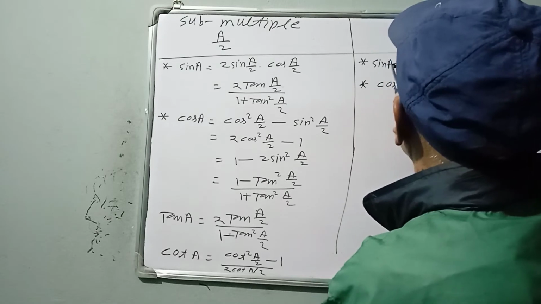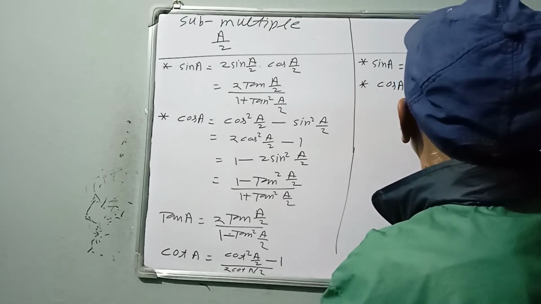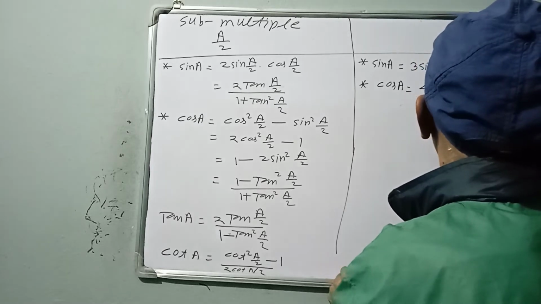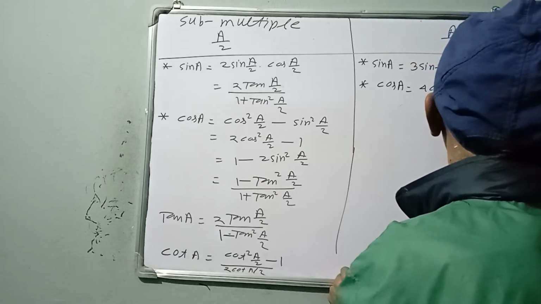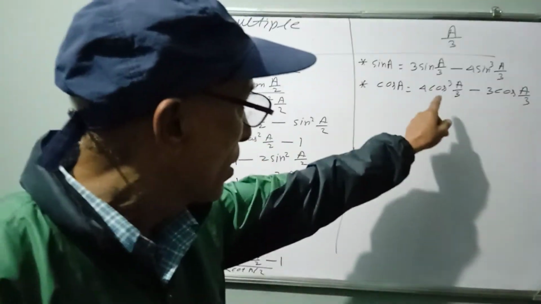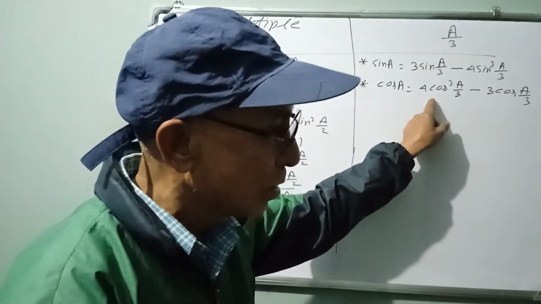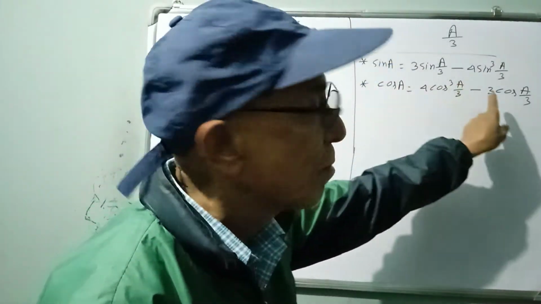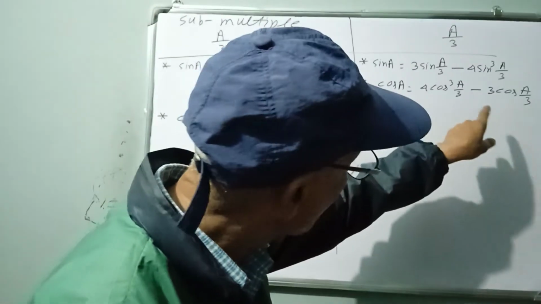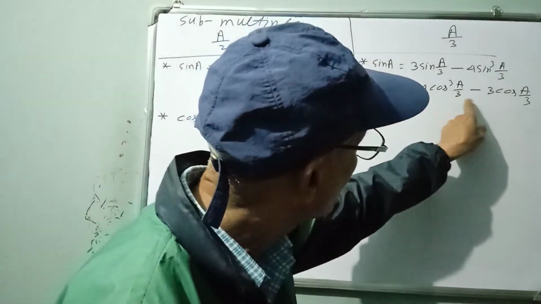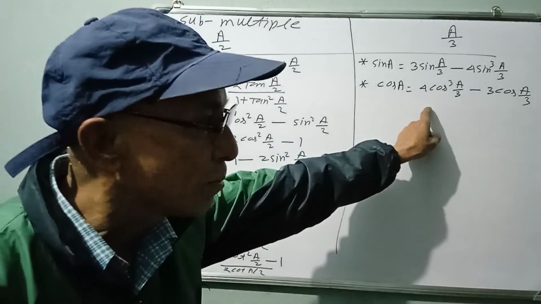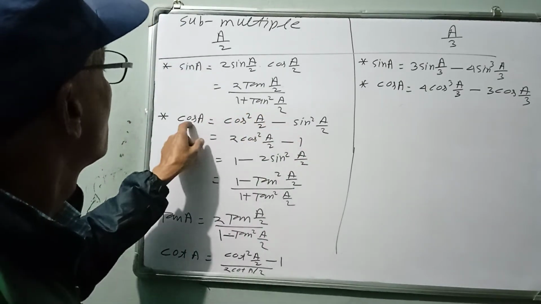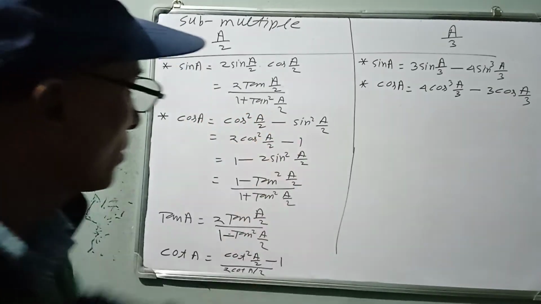Here, sin A, cos A, 4 cos cube A by 3 minus 3 cos A by 3. If the condition is, if cos A equals something, like 1 by 2 P plus 1 by P something, then you have to use this formula. Cos A by 3 को भ्यालु दिएको छ भने cos A भनेको यो ट्रिपल, सब ट्रिपल. Cos A, if cos A by 2 भ्यालु given, use half angle formula.